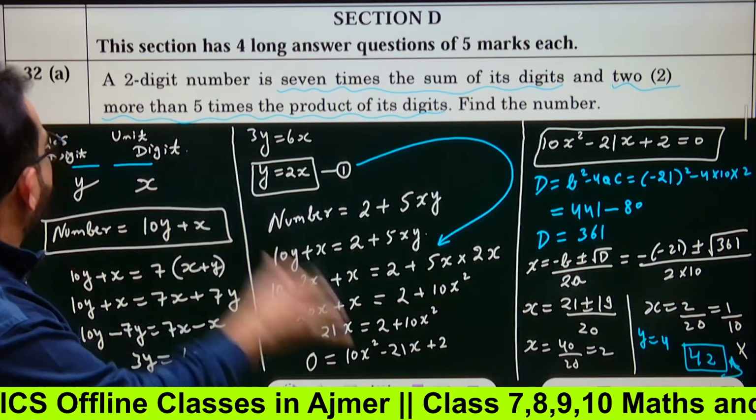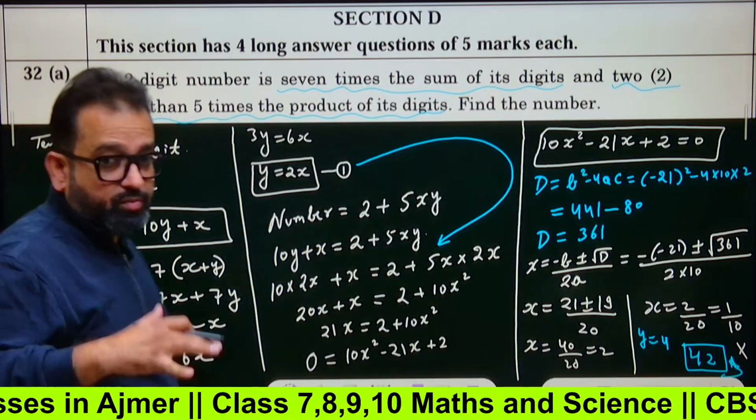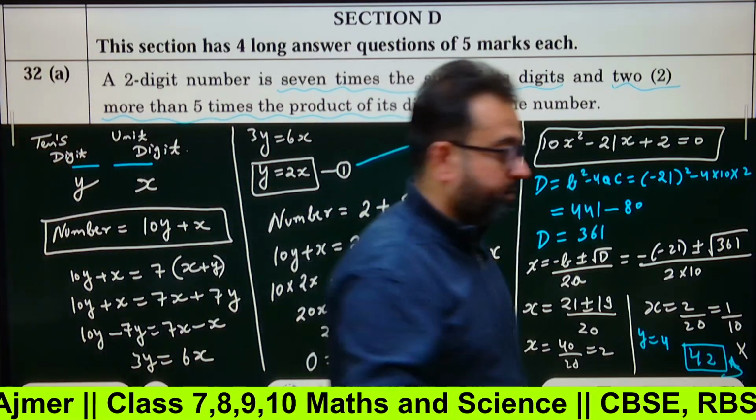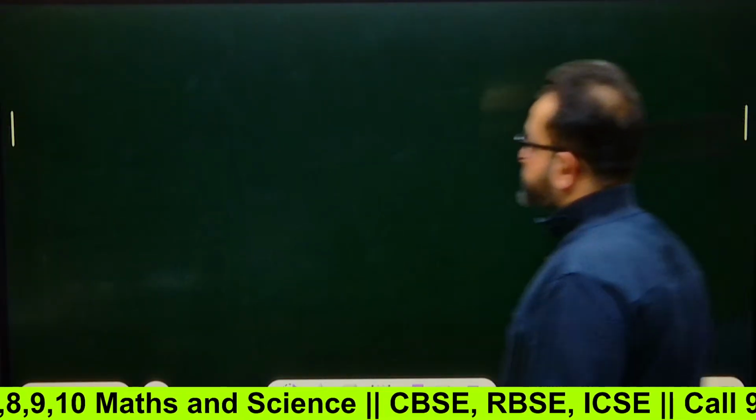This is section D, question number 32. How is this question actually going? You must write. You must learn how to write and explain each and everything, right? Next question.